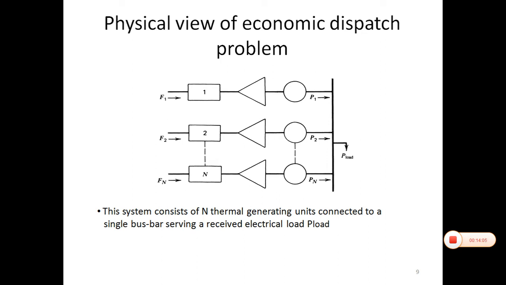Every unit should generate only that much amount of power. When we add them collectively, the sum should be equal to your P load. So in the dispatching problem, we assume that all units are in running condition, and we have to take output from each unit in a way that your overall cost is minimized. So this system consists of n thermal generator units connected to a single bus bar serving the electrical power P load.